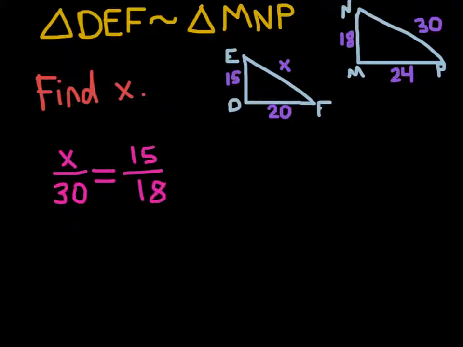All right, so we have our proportion. And just like we did before, we're going to do our cross product. So we'll take 18 times x, and we'll take 30 times 15 to write our equation. So first 18 times x, I'm just going to write as 18x, equals 30 times 15, so that's 450. And then divide each side by 18.